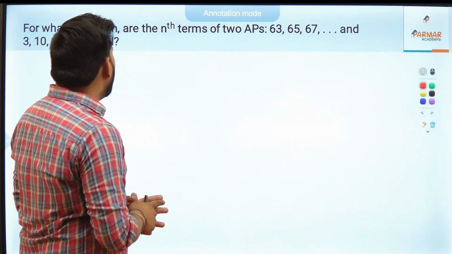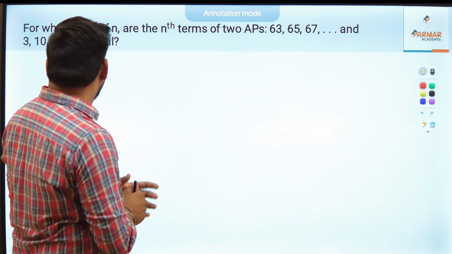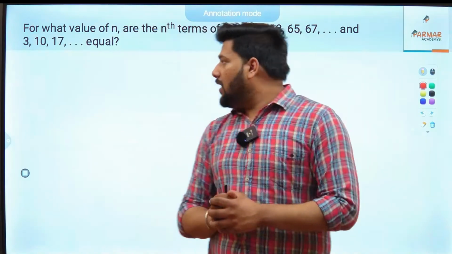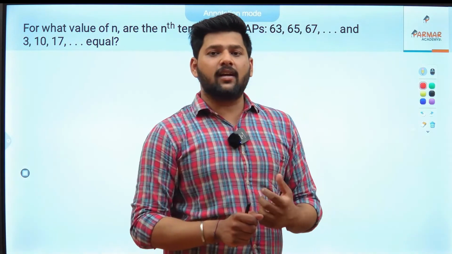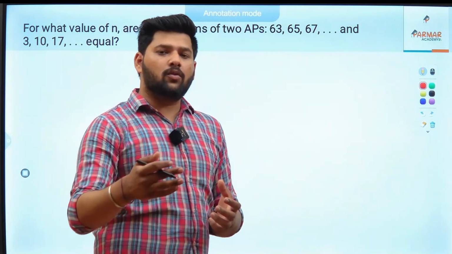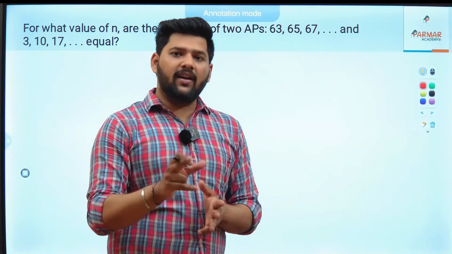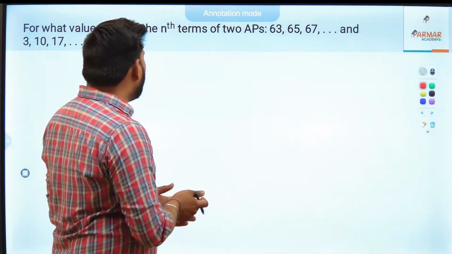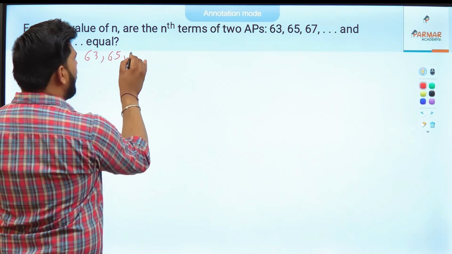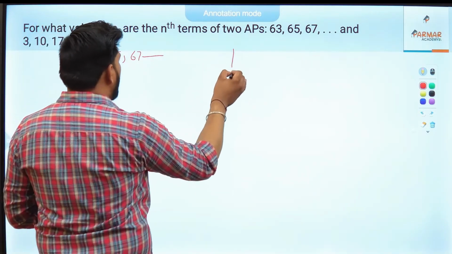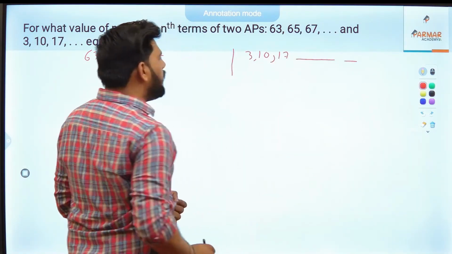For what value of N are the nth terms of two APs, this 63, 65, 67 and so on, and 3, 10, 17 and so on, equal? Means in this question we are given two APs and we have to check which term, which position of both APs will have the same values. Means we have to find a point where the values are the same. So the first sequence is 63, 65, 67 and so on, and the second is 3, 10, 17 and so on. They are two APs.